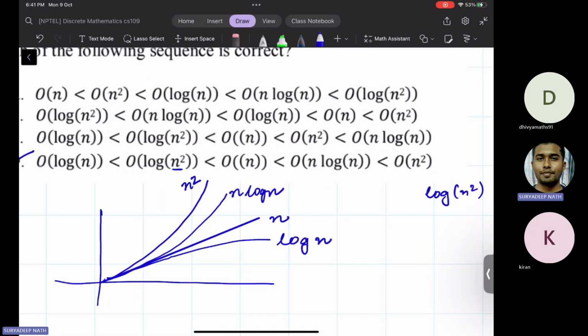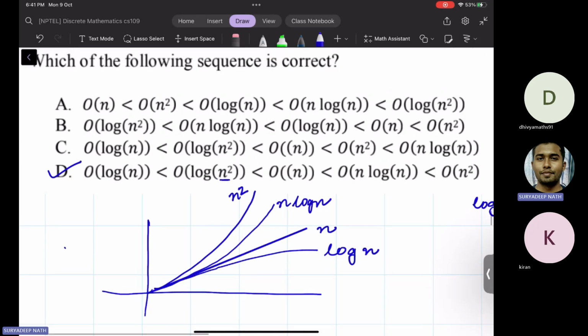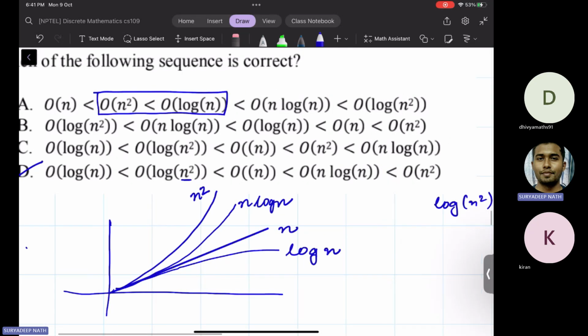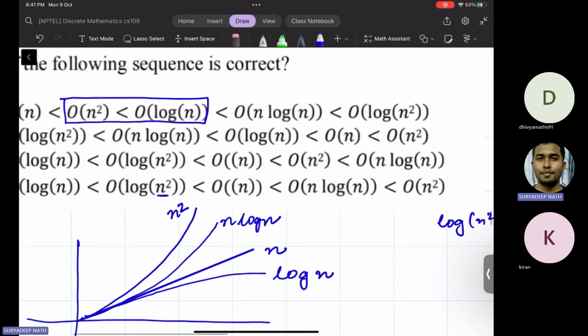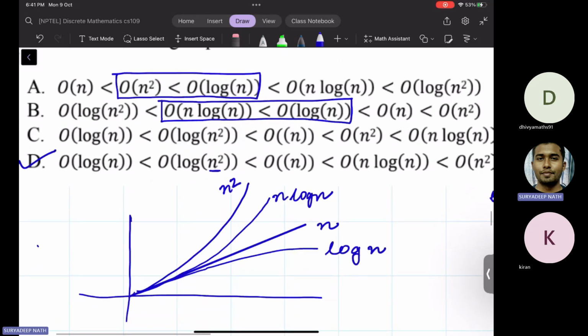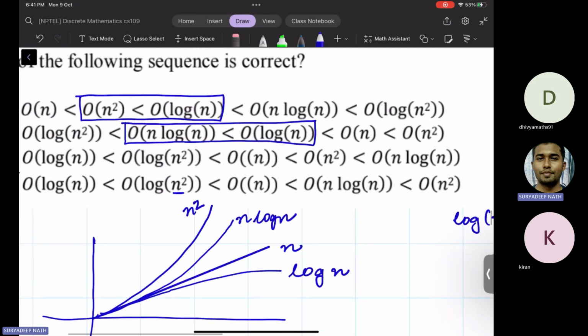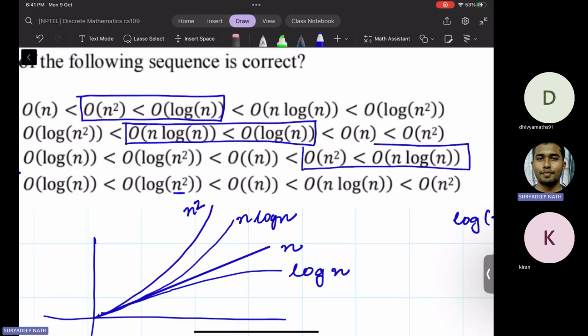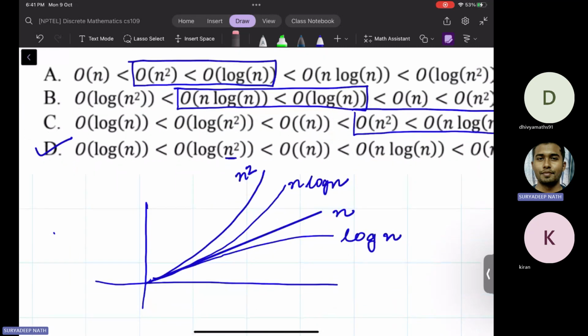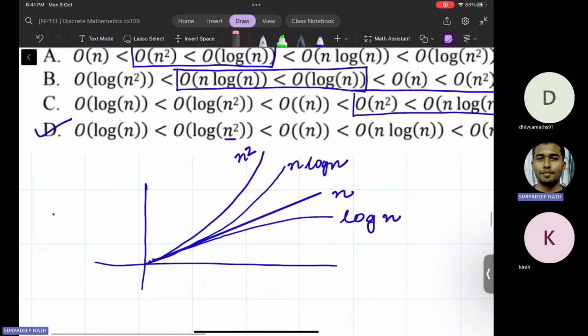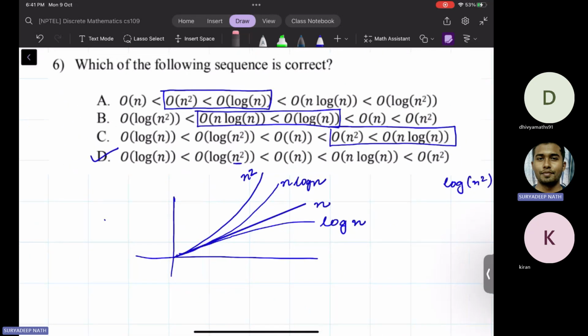In option A, the problem happens when we say n square is less than log n. In option B, with n log n, the problem occurs, and also in option C, the problem occurs over here. These expressions are not correct. So other than that, only option D captures the inequality correctly.